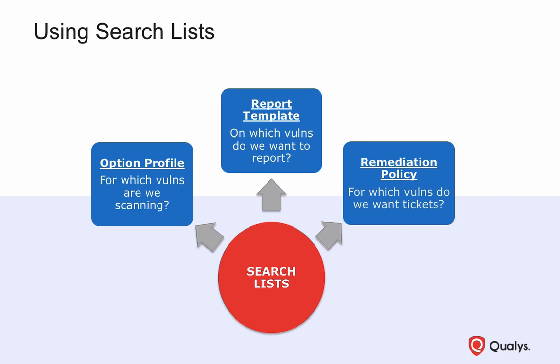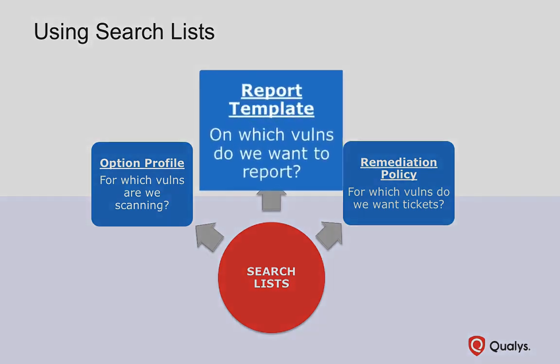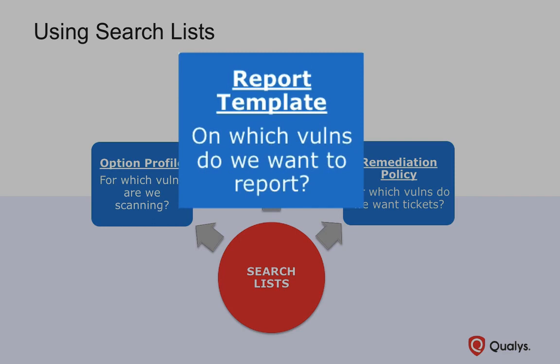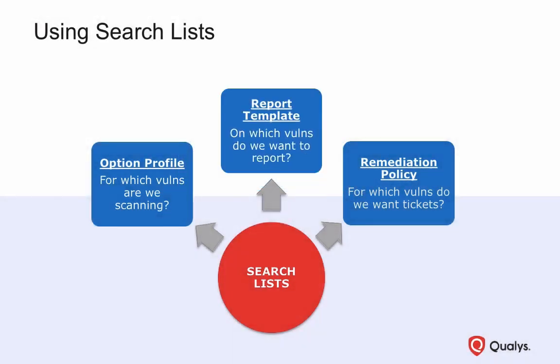For example, rather than creating a single vulnerability report that contains all vulnerabilities, severity levels 1 through 5, you can add the dynamic search list I created earlier to a report template to focus the report on high severity vulnerabilities that have no patch. Using search lists in this fashion will help you to create vulnerability reports that focus on specific groups of vulnerabilities that are high priority targets within your organization.